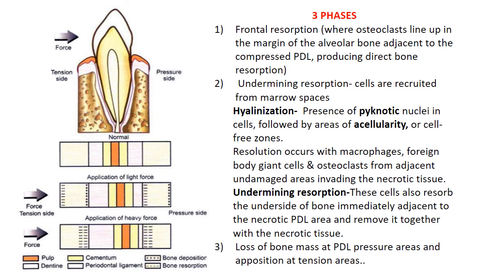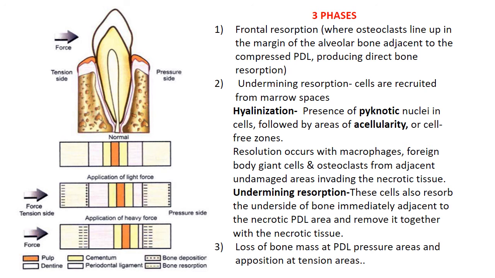Frontal resorption will happen when you apply a normal force and the tooth will slightly move in the periodontal ligament space, and the osteoclasts are going to line that surface towards the alveolar bone, and the resorption is going to happen.